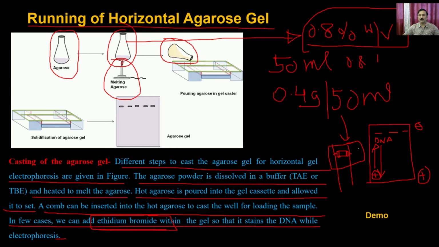And after that, what you have to do is take this gel cassette and put it into the UV light, and the UV light is actually going to illuminate the ETBR, and it is going to give you the orange fluorescence.